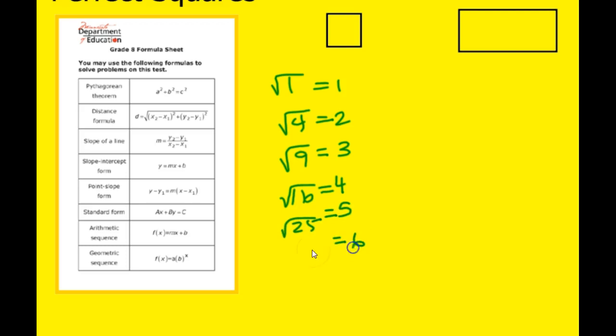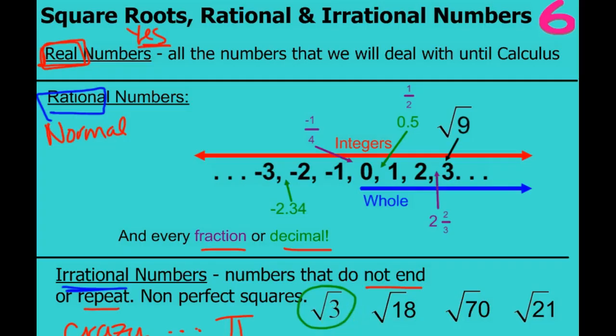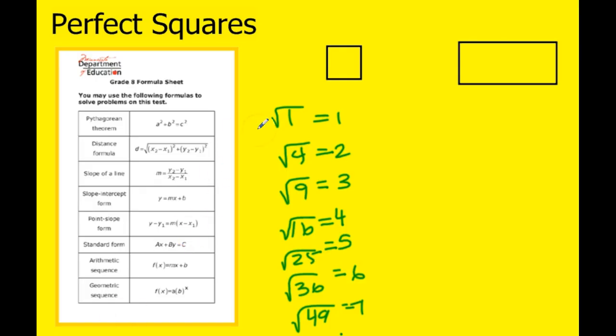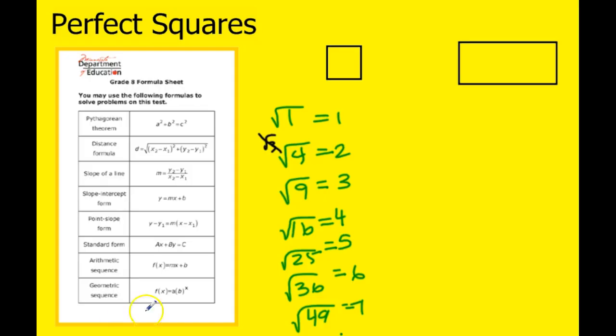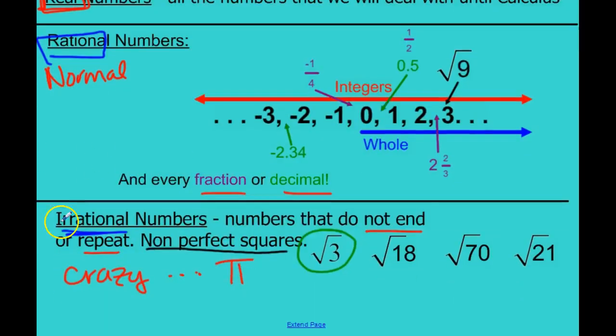And if I were you, I would list this out to at least 10, hopefully even 12. Some of you can go to 15 or 20. But my point of this is, we can go on and on here. These numbers, like square root of 3, well, square root of 3 is not on that list. So that's not a perfect square. That's why I said non-perfect squares. Square root of 18, same thing, it's not on here. It's not a perfect square. It's not a nice number. It's going to be some decimal that goes on and on and on. So those are our irrational numbers.